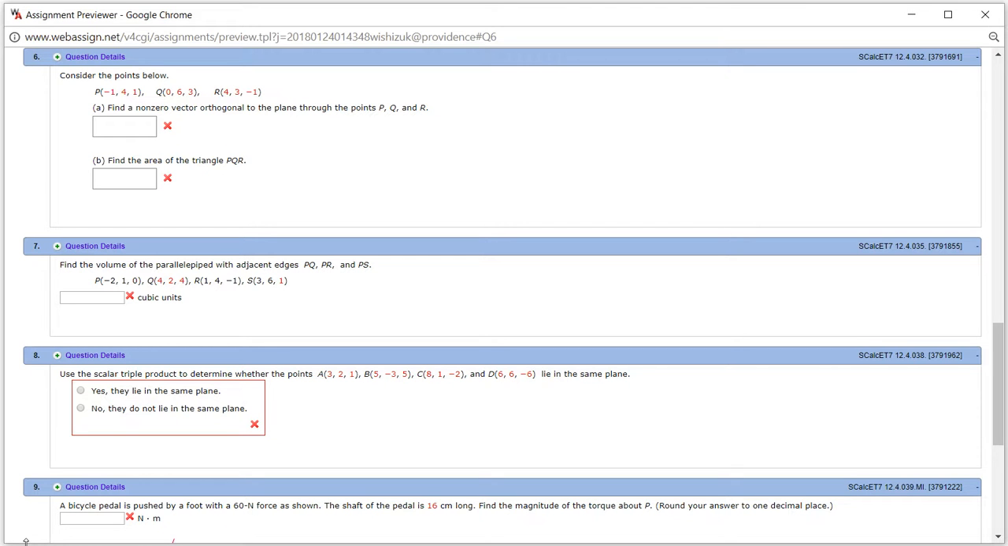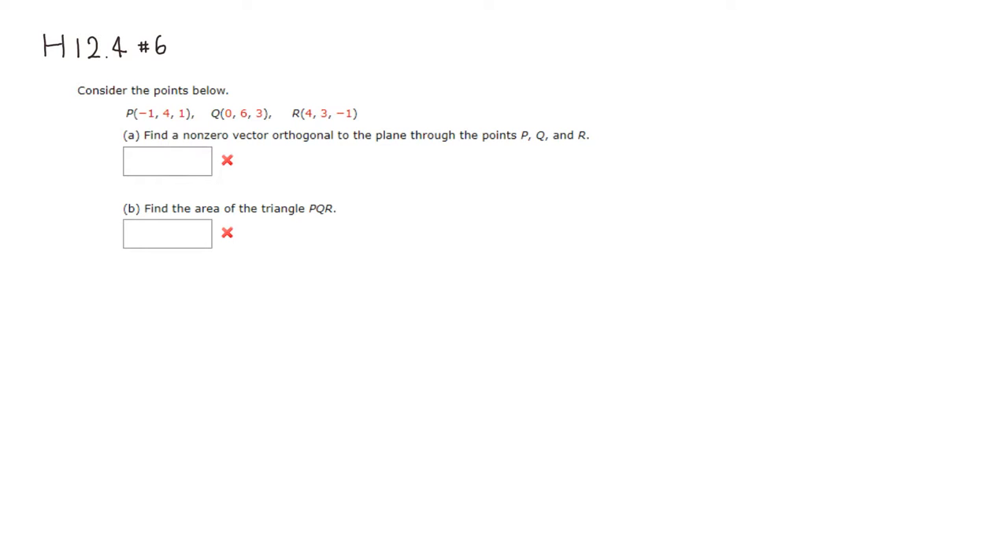All right, let's look at homework 12.4, problem number 6. We have 3 points, P, Q, and R, and we want to find the vector orthogonal to the plane through the points P, Q, and R. So we have a plane, like that, and it contains all 3 points.